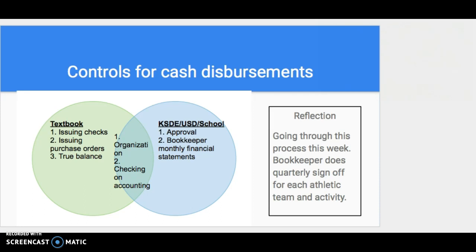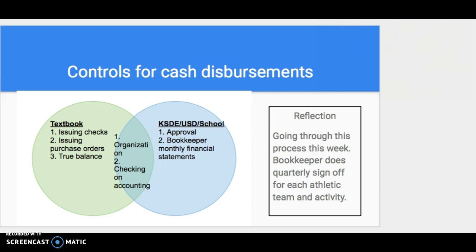The textbook talked about knowing really how much money the school had, because when it comes to finances, there's money coming in and out. You want to double check what the school finances show as to what the bank account shows. And then the bookkeeper doing monthly financial statements was an important thing for the state of Kansas. Organization, again, another common denominator, and then checking on accounting.